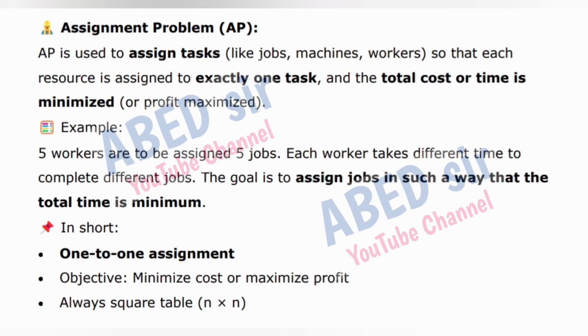Example. 5 workers are to be assigned 5 jobs. Each worker takes different time to complete different jobs. The goal is to assign jobs in such a way that the total time is minimum. In short, one-to-one assignment. Objective: minimize cost or maximize profit. Always a square table, N times N.